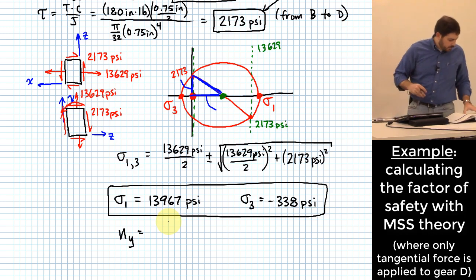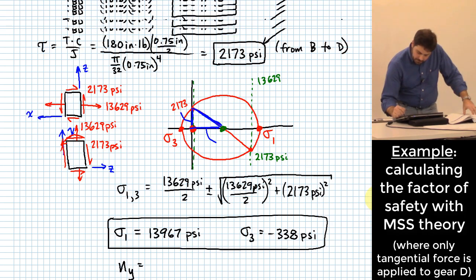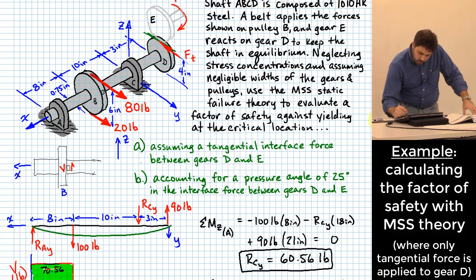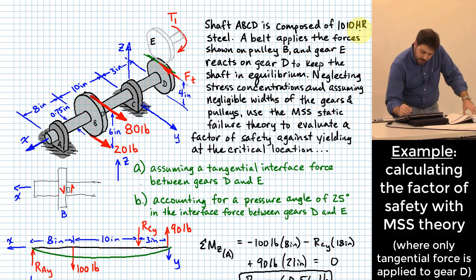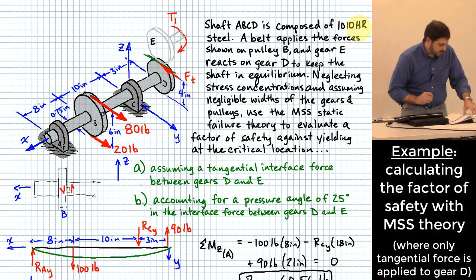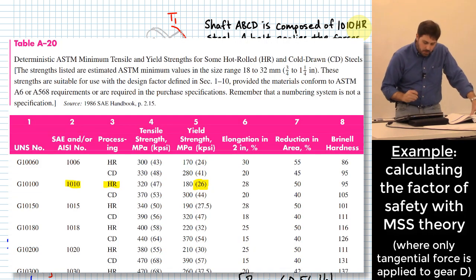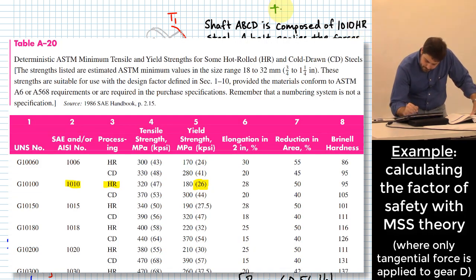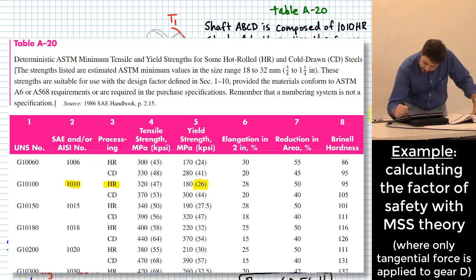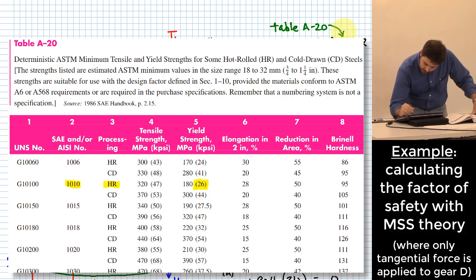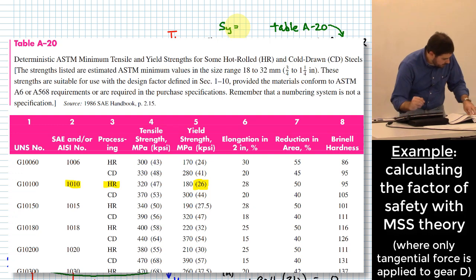The material that we had looked at a second ago was a 1010 hot rolled steel. There's a table in the back of the book, table A20. And in table A20, it says S sub y for 1010 hot rolled steel, that's what HR stands for, is 26 KSI.